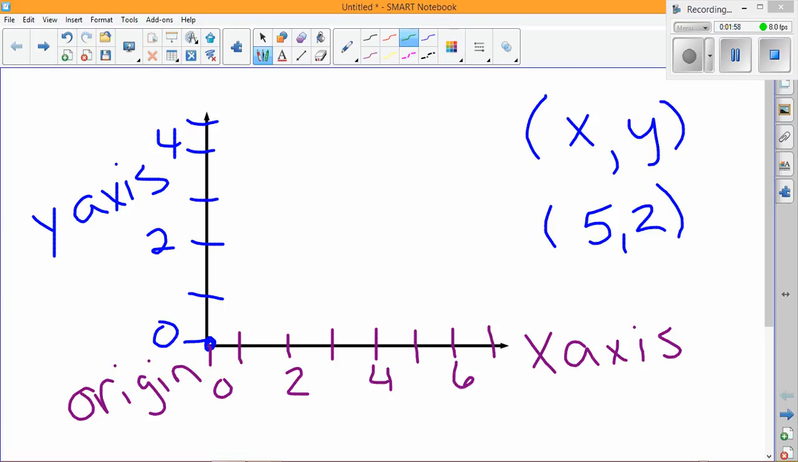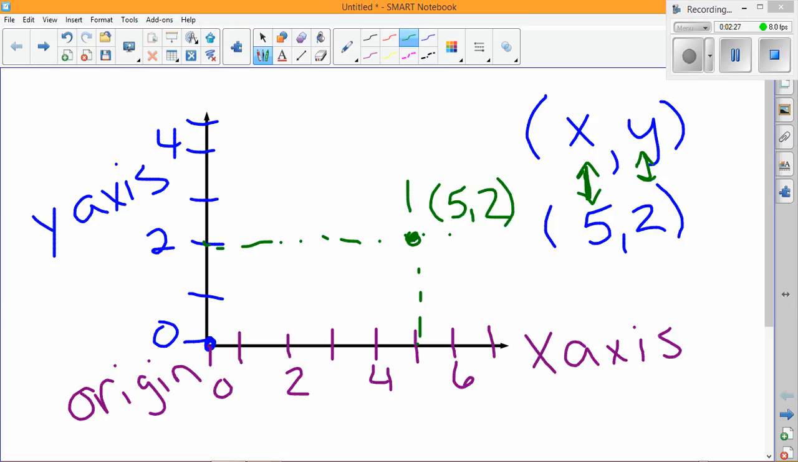So when we plot a point, say I want to plot point (5, 2), I find the 5 on the x-axis because 5 and x are the same. So I find 5 on the x-axis is here. And then I find 2 on the y-axis, which is here. And then we draw the line in our head. You don't have to actually draw it vertically and horizontally. And where they meet will be the point (5, 2).